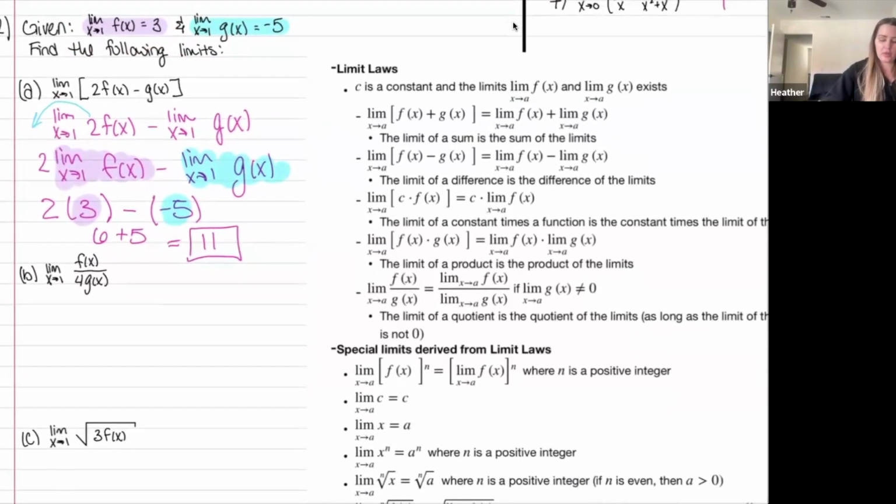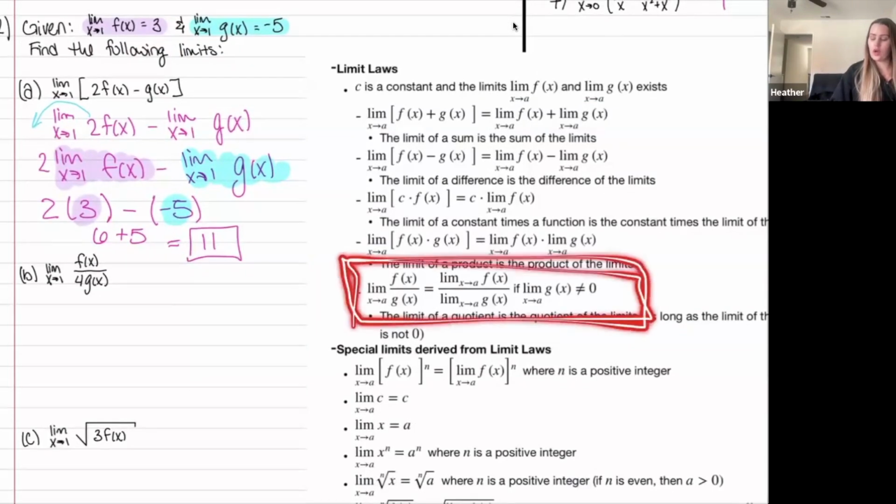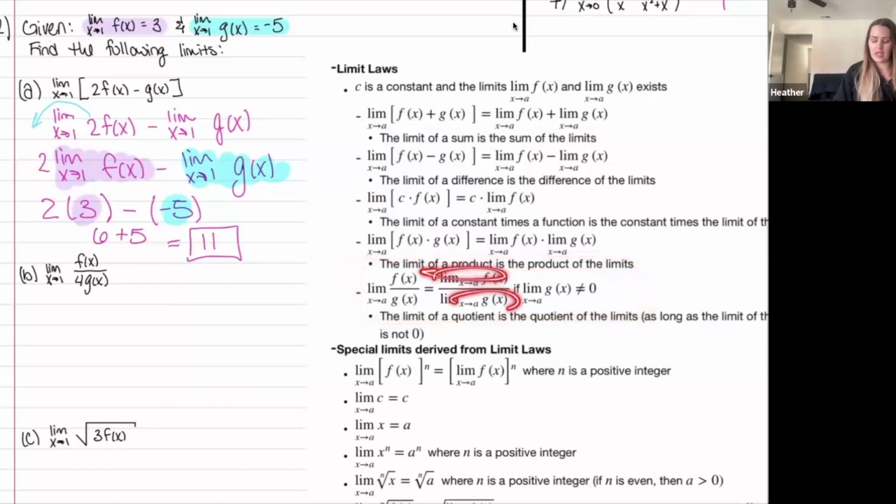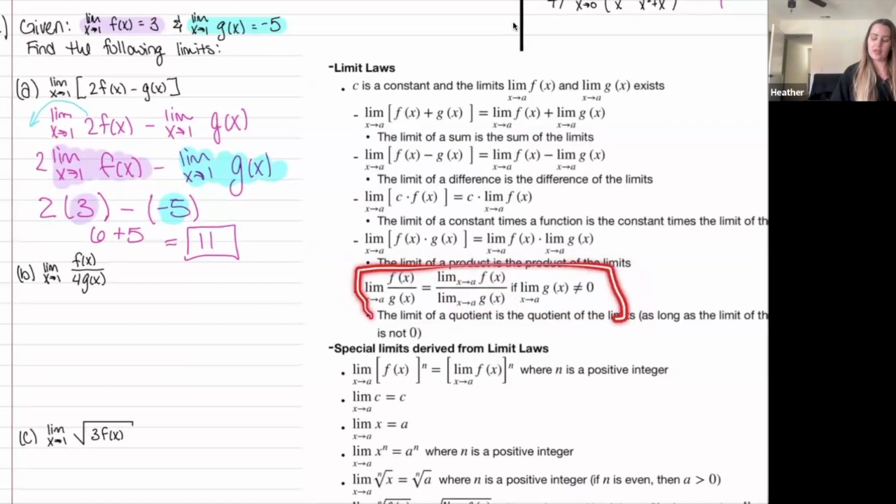Moving along to B. So again, like we talked about before, I can break up the quotient and do each limit individually. So I'm going to do 2 steps in one. We went a little slower on the last one, we're going to pick up the pace. I'm going to use this limit law and this limit law.